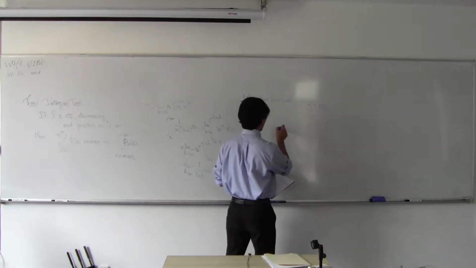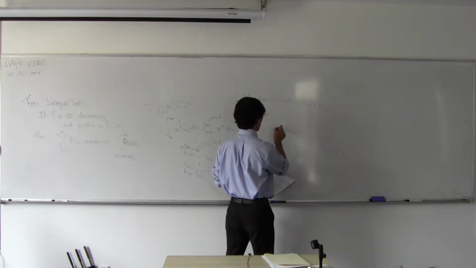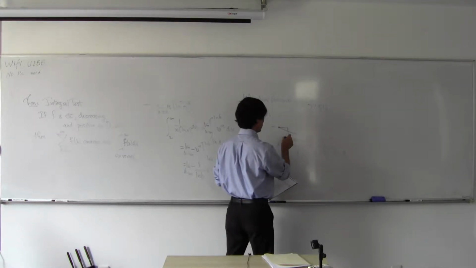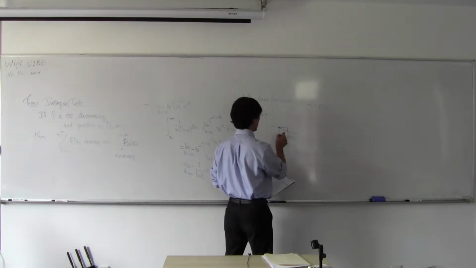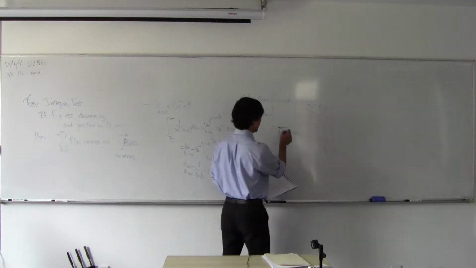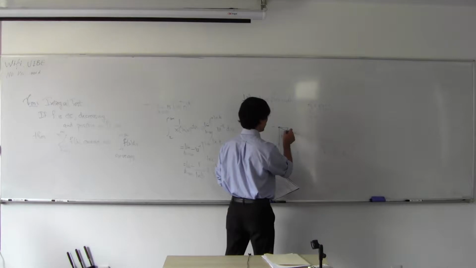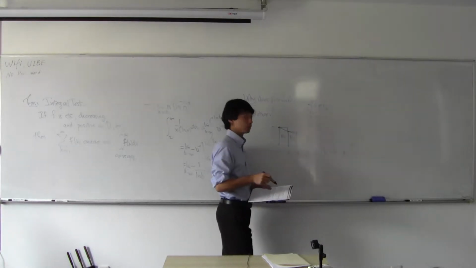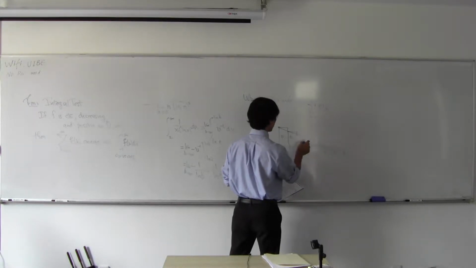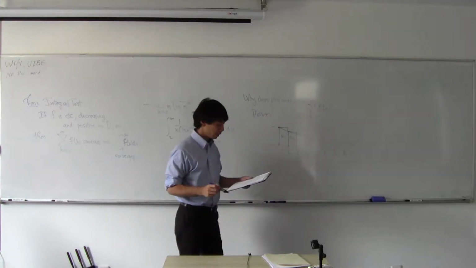And say, well, if I come up to here, then that's f of 1. So this block has area f of 1. If I draw a point here, that's f of 2. So this block has area f of 2. This block has area f of 3. This block has area f of 4, etc., etc.